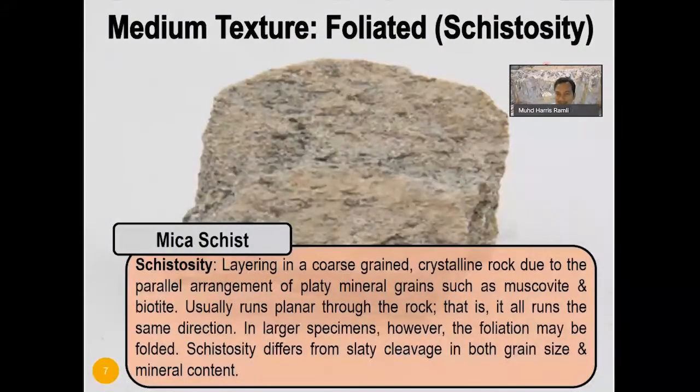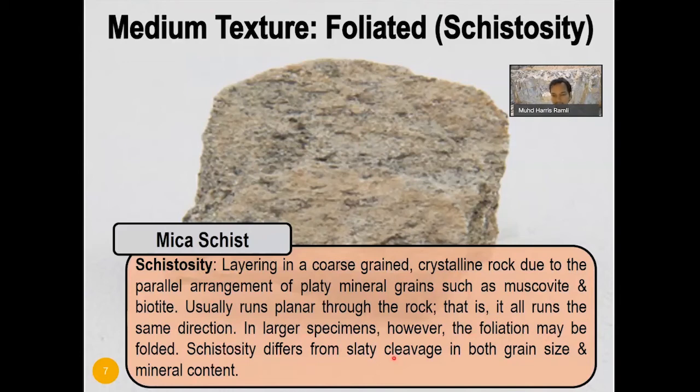Going to the second one, schistosity. This is the second type of foliation, micaceous, and this is an example of the rock. Schistosity is layering in coarse-grained, crystalline rocks due to the parallel arrangement of platy mineral grains such as muscovite and biotite, usually running planar through the rocks, all running in the same direction. In large specimens, however, the foliation may be folded.